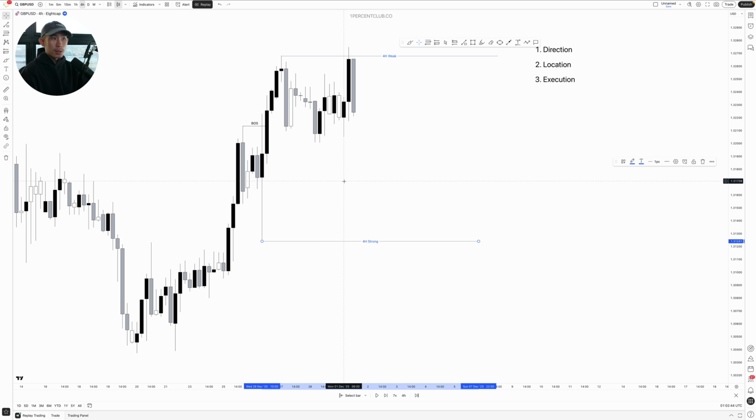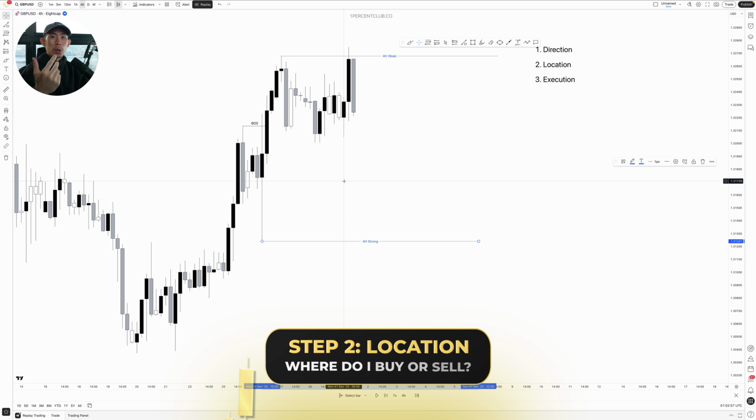And that's it, right? Step 1 is pretty much done. You just identify the direction, which is bullish, and we know that we want to enter for longs because we want to trade in alignment with the higher time frame trend direction. The next step is location.